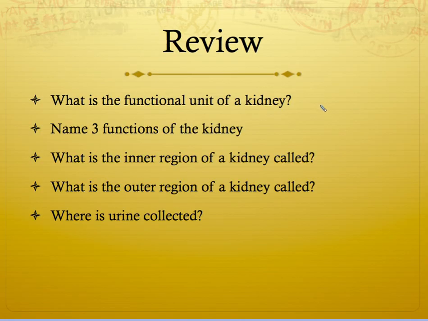Okay, here is a chance for you to review parts of the kidney. So first question, what is the functional unit of a kidney? Name three functions. It has many, name three of them. The inner region has a name, what's it called? The outer region has a name, what's it called? And then last but not least, where is urine collected? See if you can answer those.